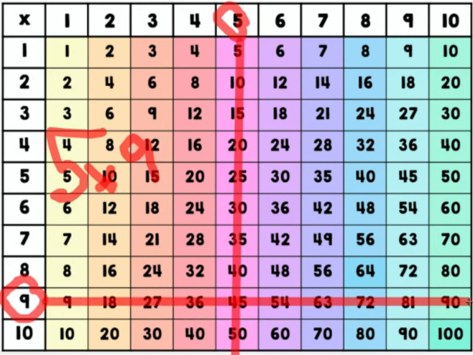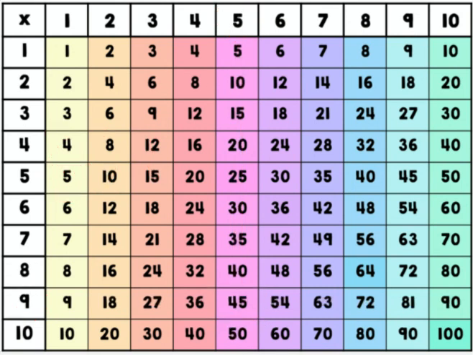And you have to look for where they both meet. And they both meet at 45, which means that 5 times 9 is 45.